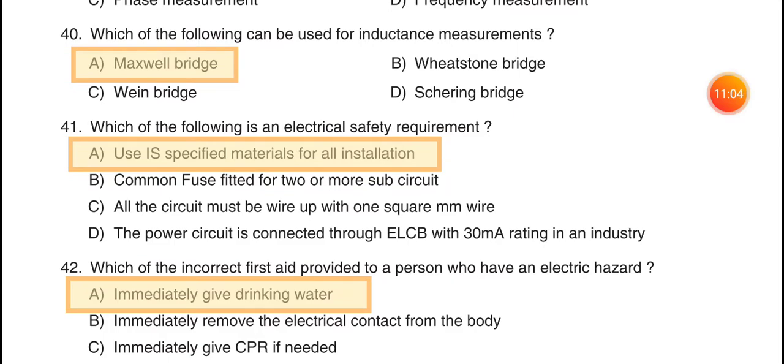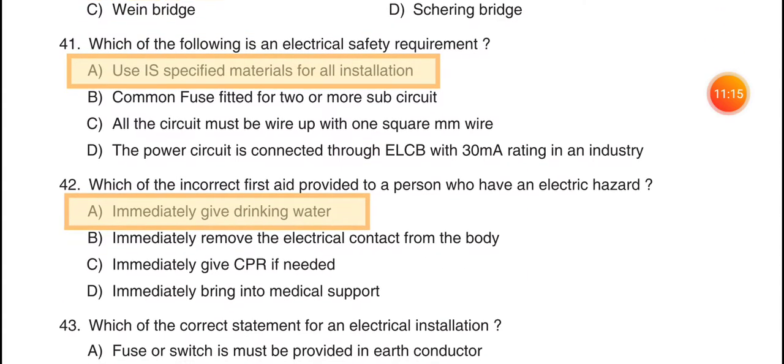40. Which of the following can be used for inductance measurements? Answer is option A, Maxwell bridge. 41. Which of the following is an electrical safety requirement? Answer is option A, use IS specified material for all installation.